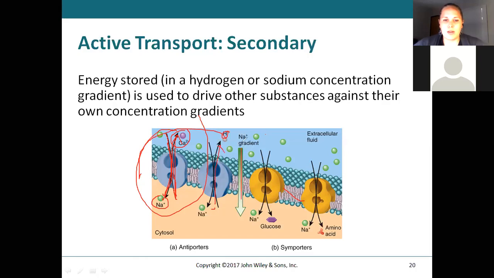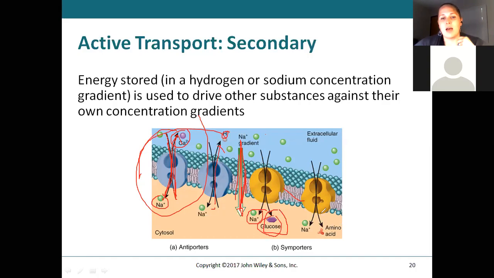Again, the sodium gradient is moving, everything wants to come inside of the cell, so that's why you have that big arrow there. The other example is it can be used to bring glucose into the cell. We'll look at some instances of that as well. So glucose and sodium are both moving into the cell. Glucose is moving against its concentration gradient, moving from an area of low to high. And so this is one way in which glucose is brought into the cell.